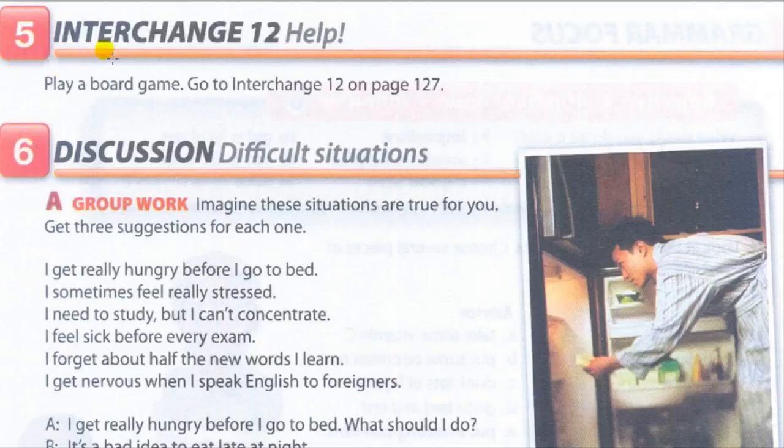Exercise number 5. Interchange 12. Play a board game. Go to Interchange 12 on page 127. So this is for speaking.